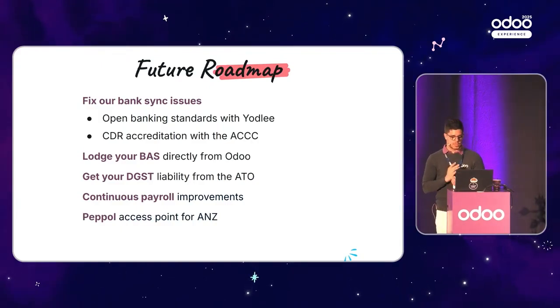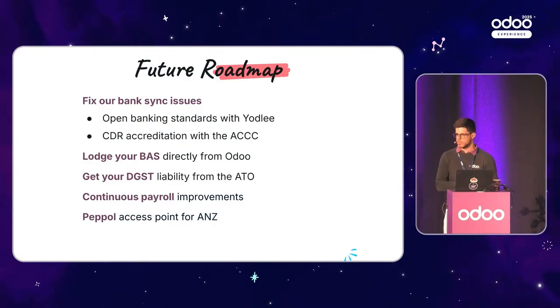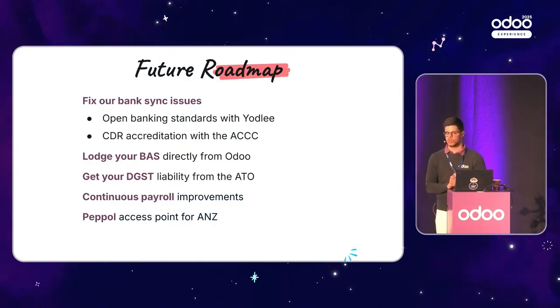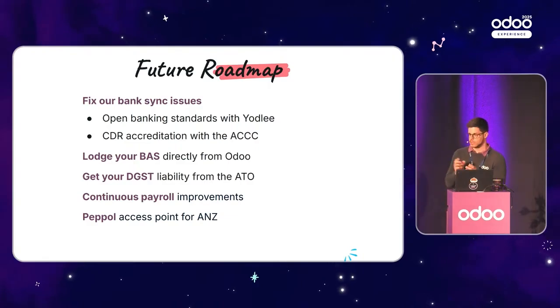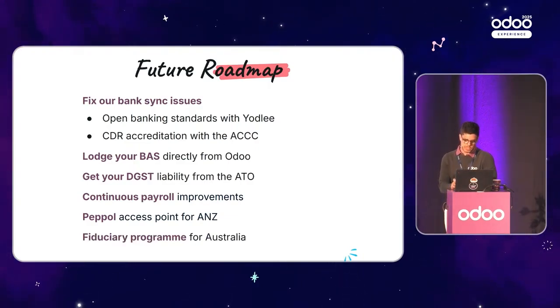Finally, PayPal access point for ANZ. This is not, I would say, an emergency for Australia, because a lot of small and medium-sized businesses don't really need that at this point, but we want to be ready with Odoo as soon as there is a deadline for SMEs. And we're very close to completion on that one. So this is all going to help us with the fiduciary program for Australia that we want to launch.